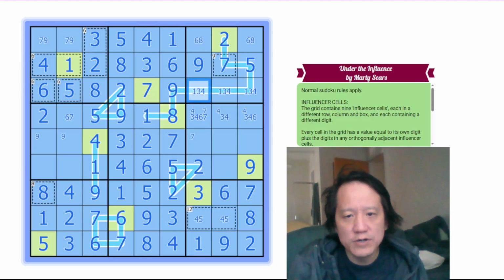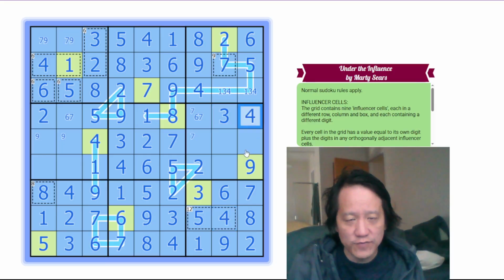1 eliminates 1 here. This 8 eliminates 8 here, so it's 6 and 8. That means this can't be 6. We have a 3, 4, 3, 4 pair in row 4, which eliminates 3 and 4 in the rest of the row. This 3 eliminates 3 here, so it's 4, which eliminates 4 here, so it's 5 and 4, which eliminates 4 here, so it's 3 and 4.